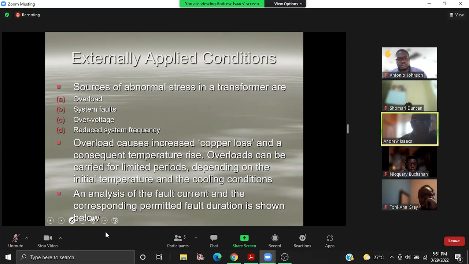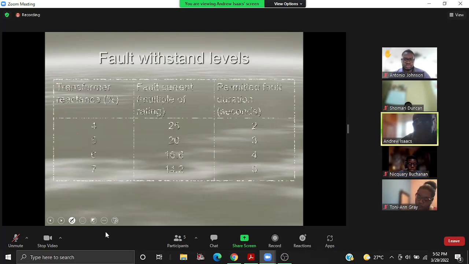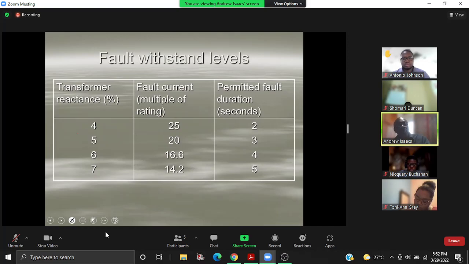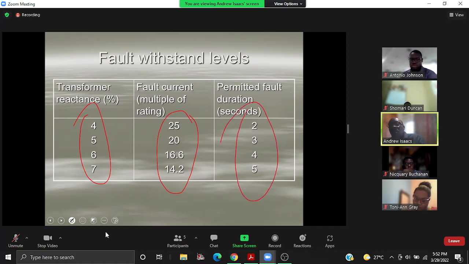So in terms of the fault current and considering the time that we can allow this to remain on the transformer, these would be leakage reactance values. In terms of the fault current, this is how long it can stay on a transformer. What you would use this to determine is what sort of clearing time you would require for the transformer as part of your system.